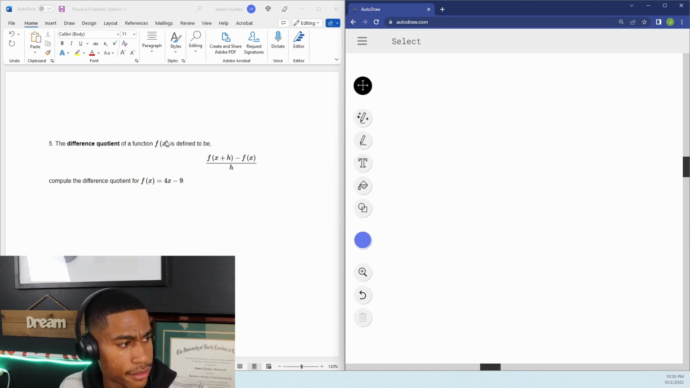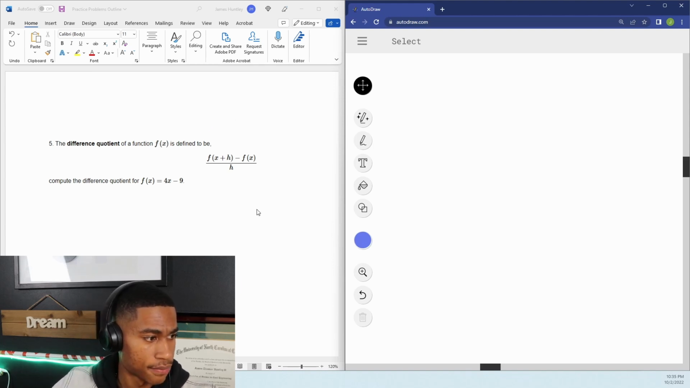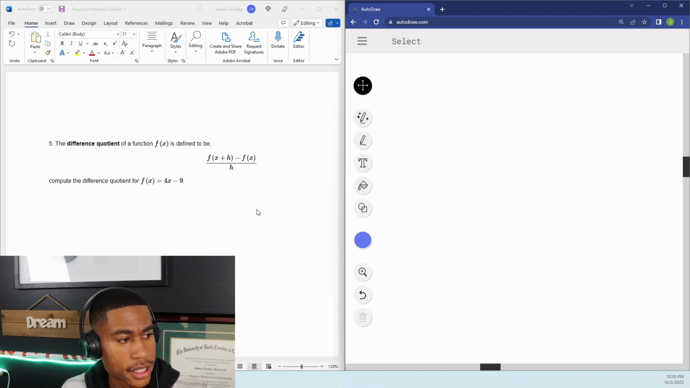All right, so it says the difference quotient of the function f of x is defined to be f of x plus h minus f of x over h. So it says compute the difference quotient for f of x is equal to 4x minus 9. All right, so this problem seems to me, just looking at it at first glance, a little complicated, but we're going to take it step by step.